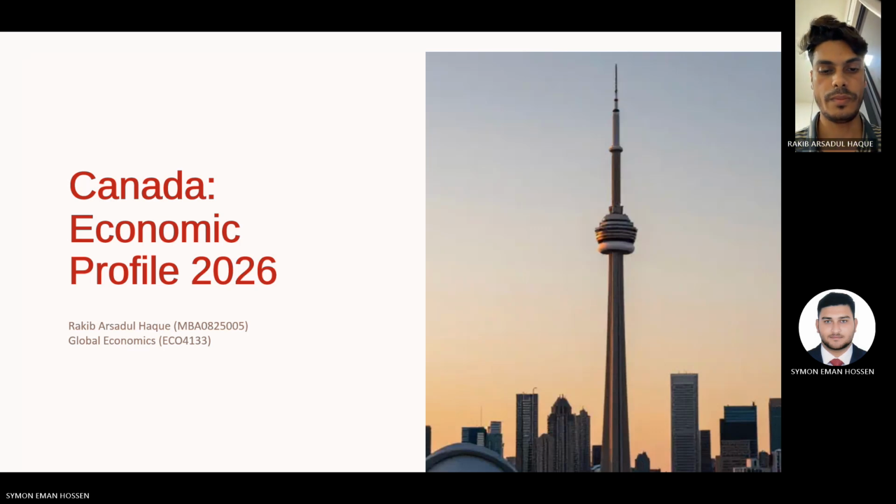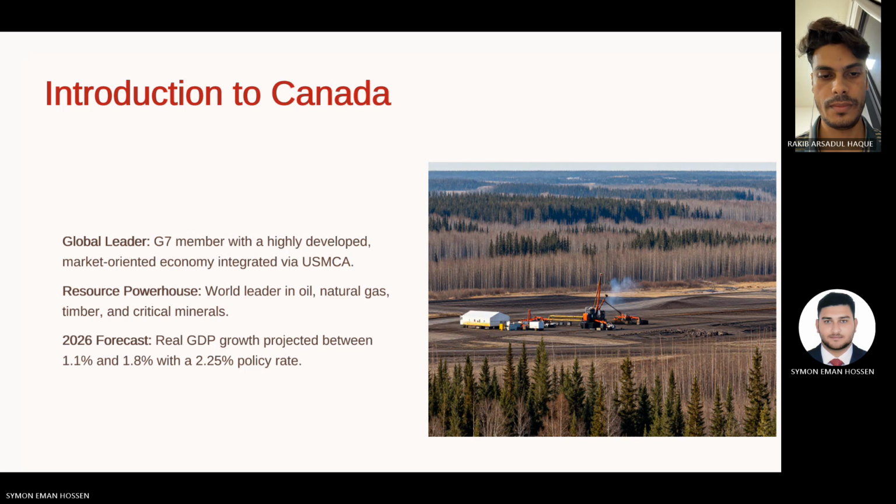Slide 2. Introduction to Canada. To begin, let's look at the macroeconomic. Canada remains a vital member of the G7, characterized by its vast natural resource wealth and a highly educated workforce. However, its narrative for 2026 is one of cautious stabilization.